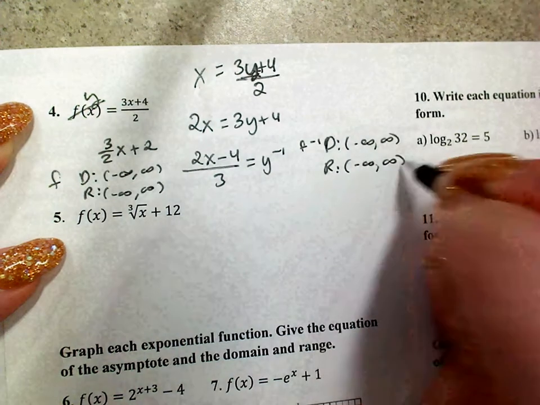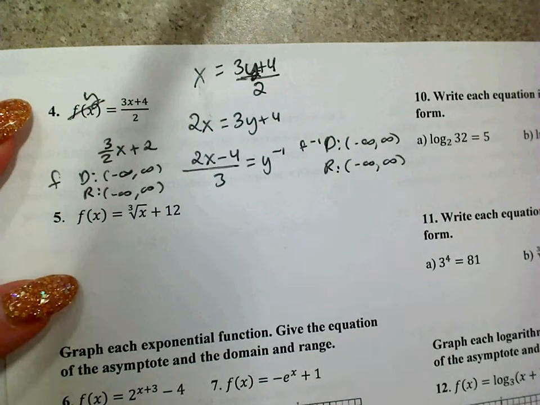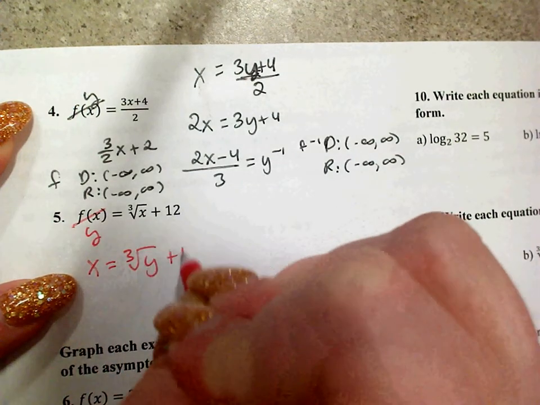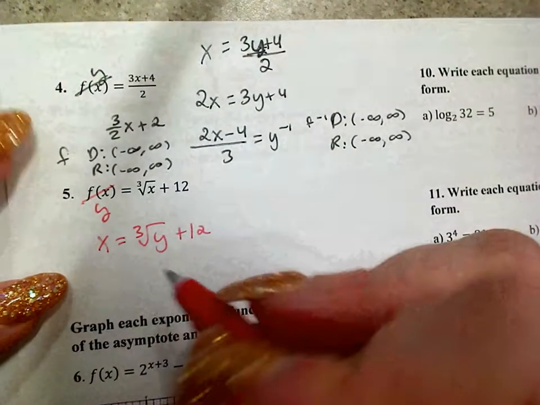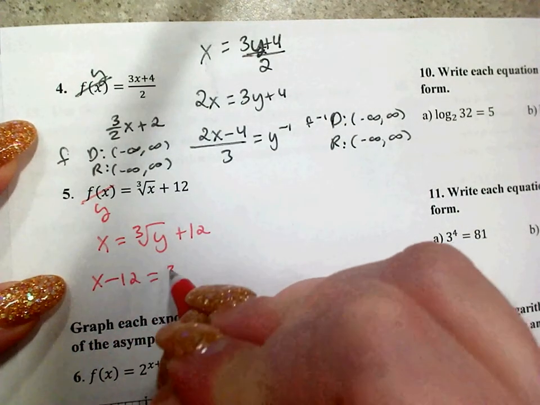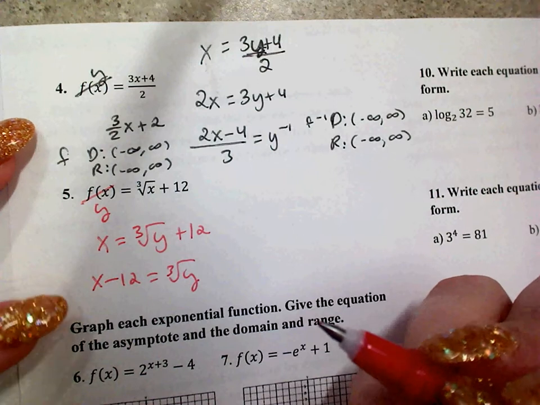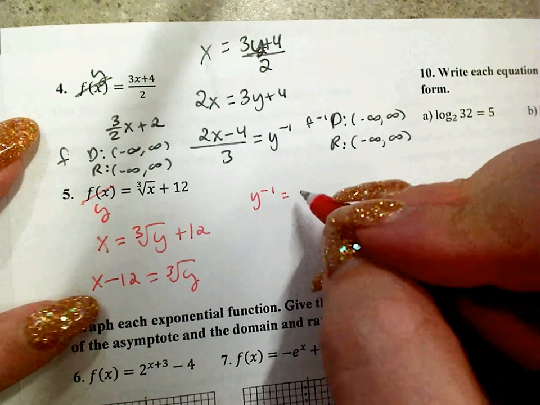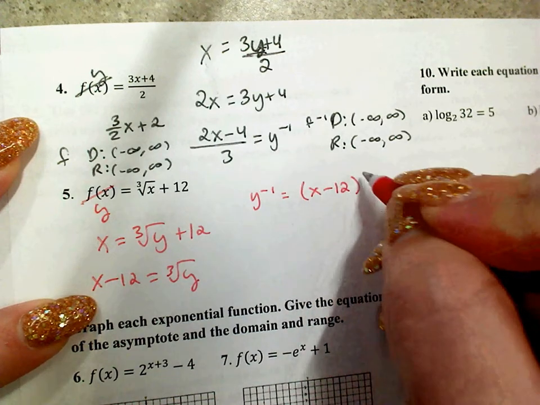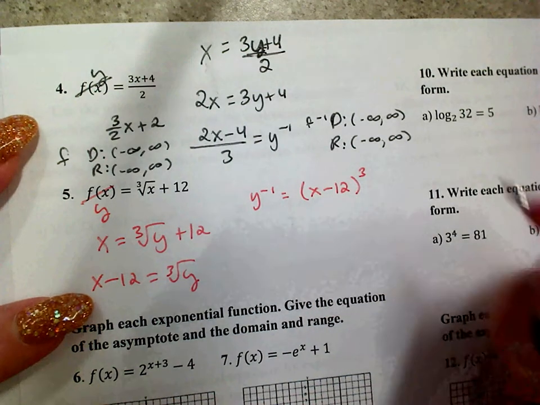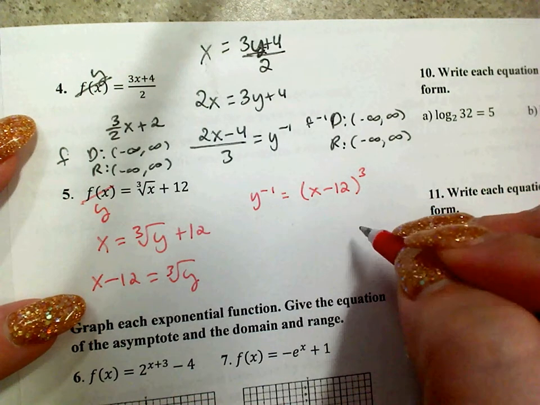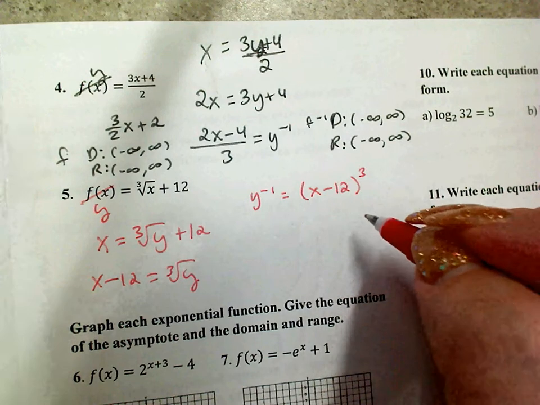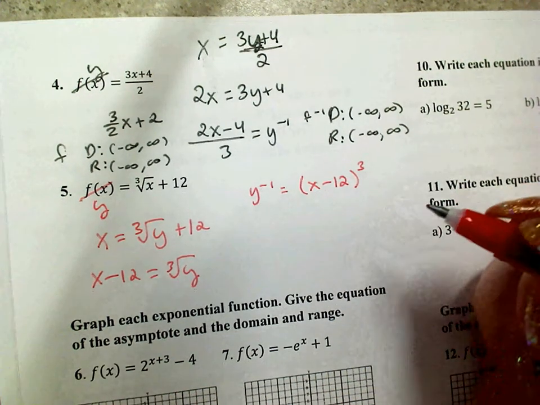Okay. Last one on this one. This is y. So x equals the cubed root of y plus 12. I'm going to subtract the 12 over. And the inverse of a cubed root is a power of 3. So y inverse, or f inverse, equals x minus 12 quantity cubed. Okay? To be clear, that does not equal x cubed minus 12 cubed. It's just x minus 12 quantity cubed. Or multiplied out x minus 12 times x minus 12 times x minus 12. But we're not doing that.